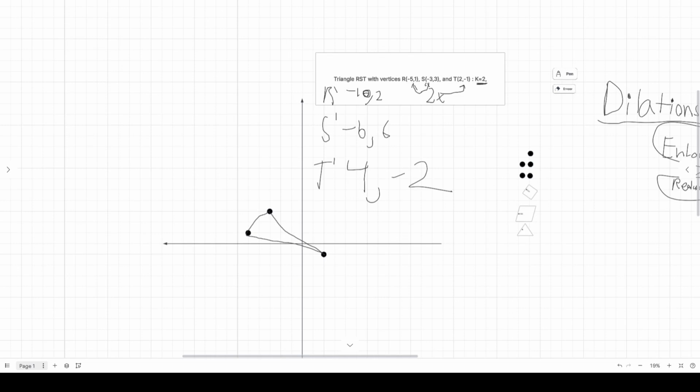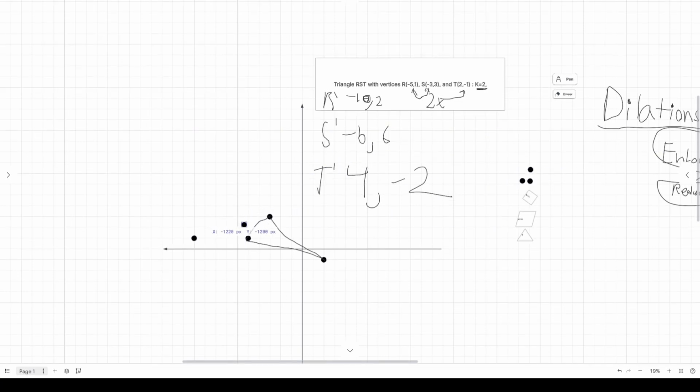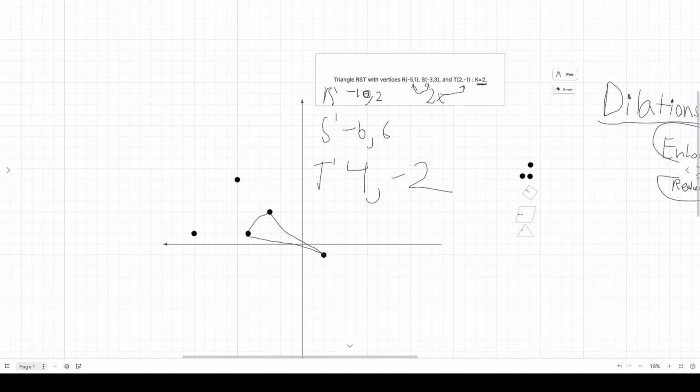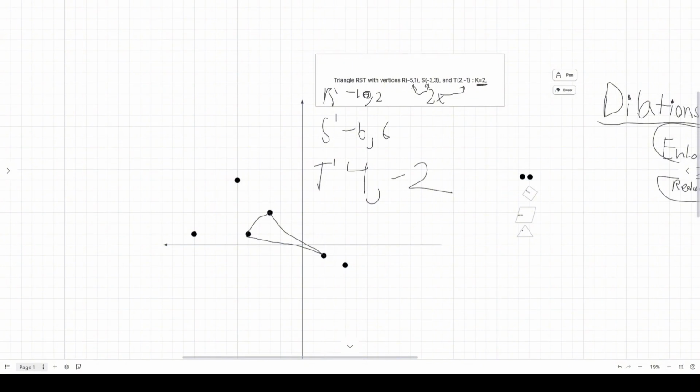Now we can place our new points. For our first one, we have -10, which is just 5 more than this. Then -6, and then (4, -2). Now, as you can see, our image got bigger, by our scale factor being 2.